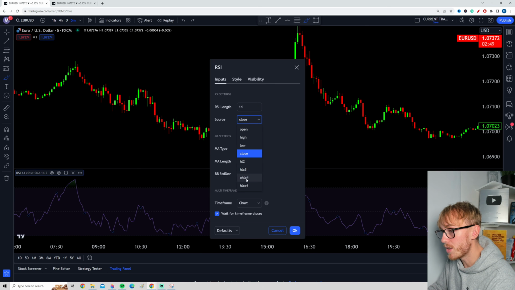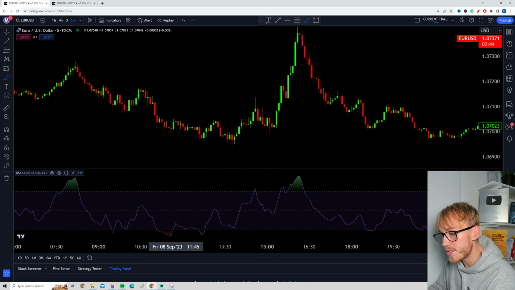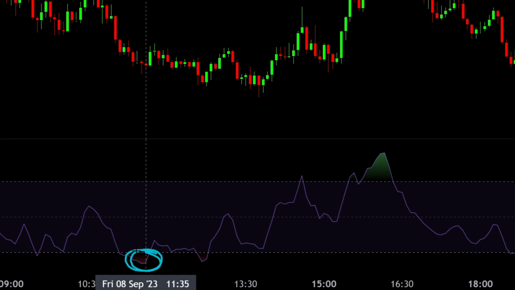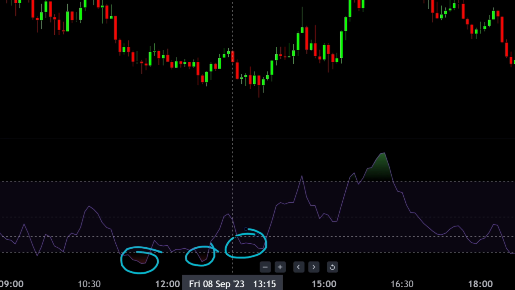back here to the open, high, low, close. You can see that we get a sort of much clearer signal. You can see we have much smoother signals here, and this makes the RSI divergence easier to spot.